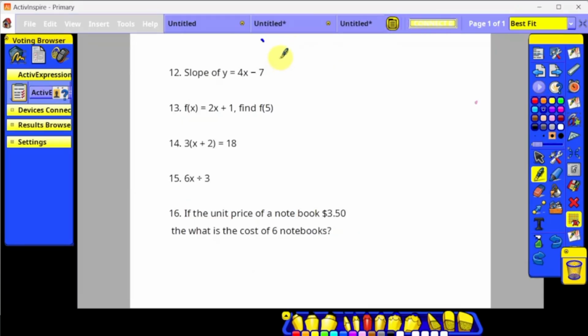Alright guys, this is the continuation part of the math placement exam questions. I'm solving math placement exam questions, model exam. So what the question says: the slope of y is equal to 4x minus 7. So this is a linear line equation.